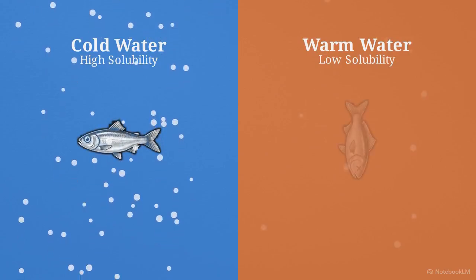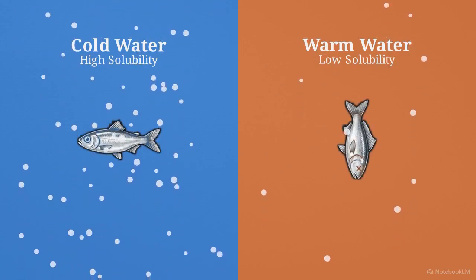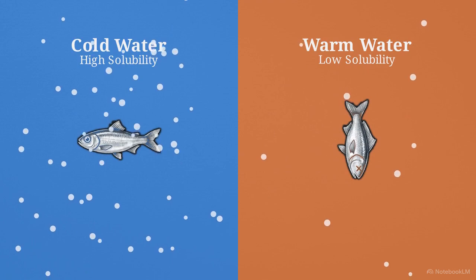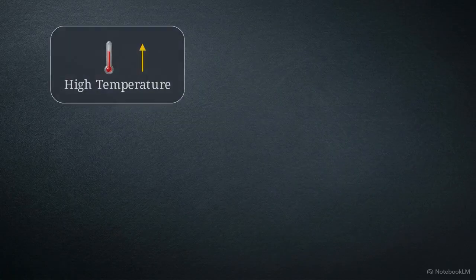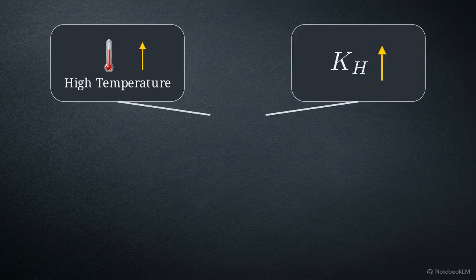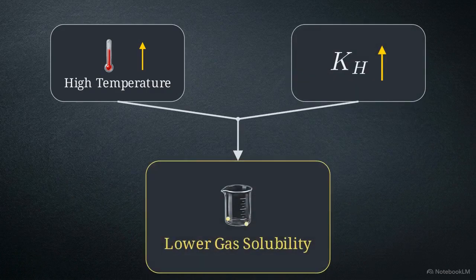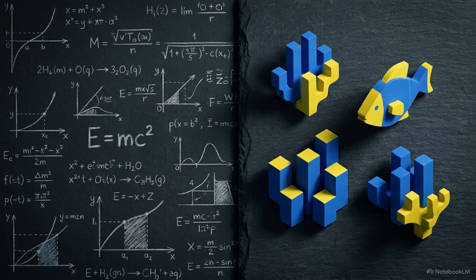This is why aquatic life is more comfortable in cold water. The lower constant allows for higher concentrations of dissolved oxygen than in warm water. Whether through high temperatures or high kH values, these physical factors limit the amount of gas a liquid can hold, affecting everything from detailed lab calculations to global environmental health.